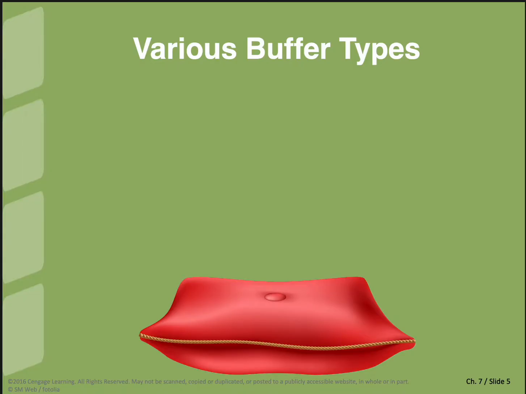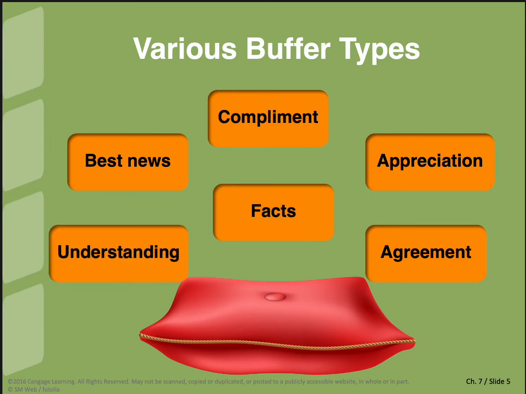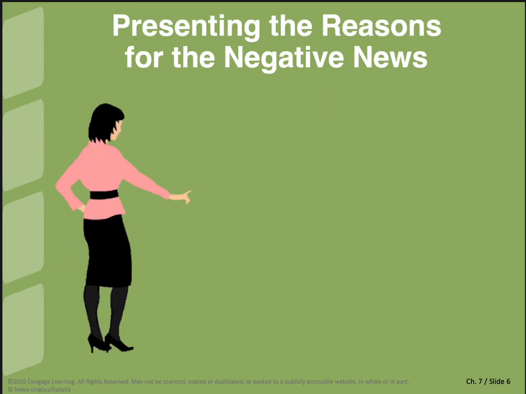So when we think about opening, there are various types of buffers. You can give the best news possible, compliment them. An easy one is just appreciation, thanking them for their message or their concern, providing some sort of agreement, stating a fact that both parties can agree on, or just conveying your sense of sympathy and understanding. The one thing you want to do with a buffer is not make the buffer so positive that your reader expects good news. You want the buffer to be pleasant and neutral.